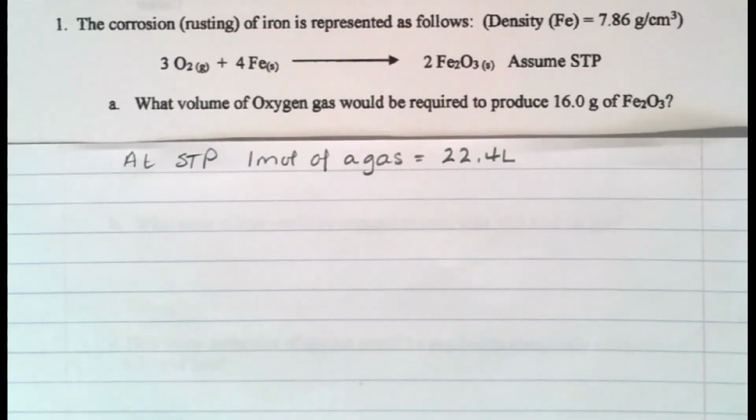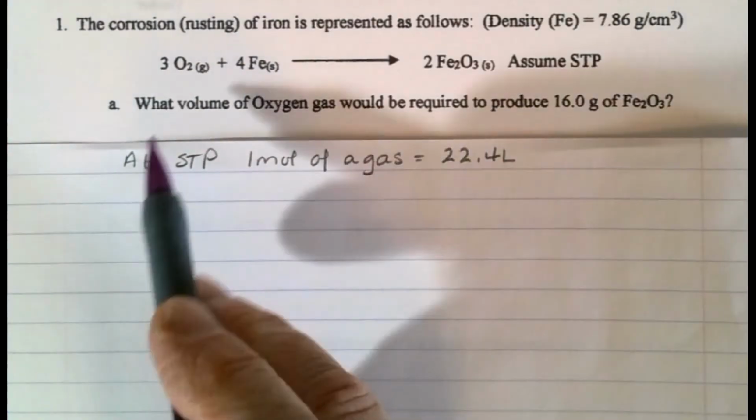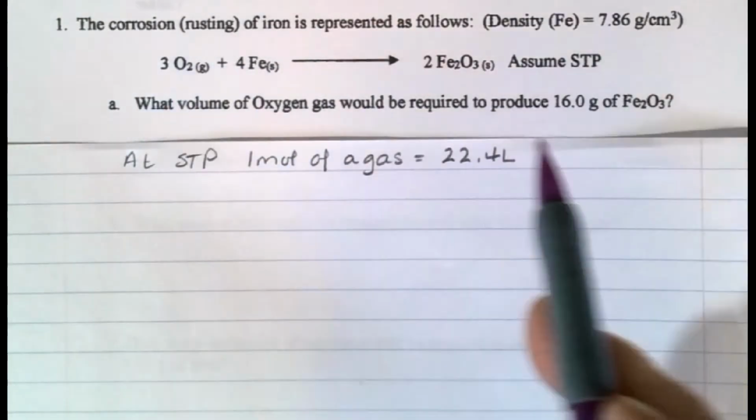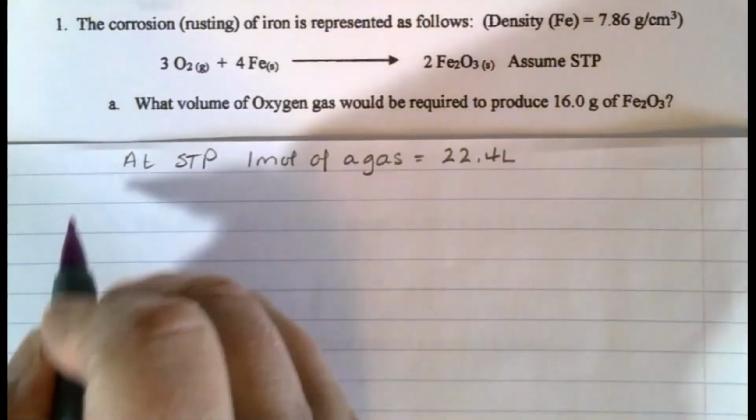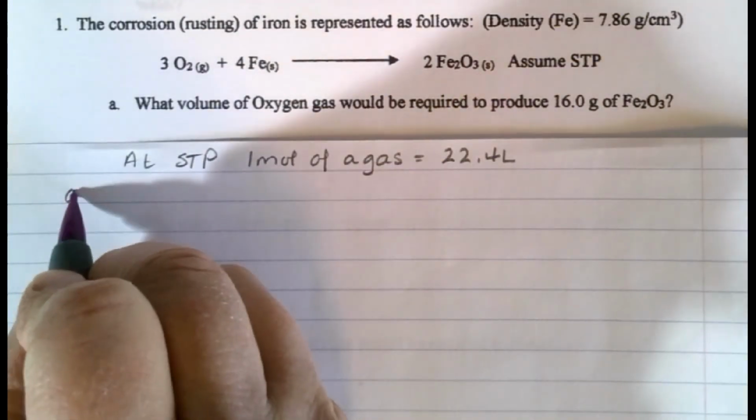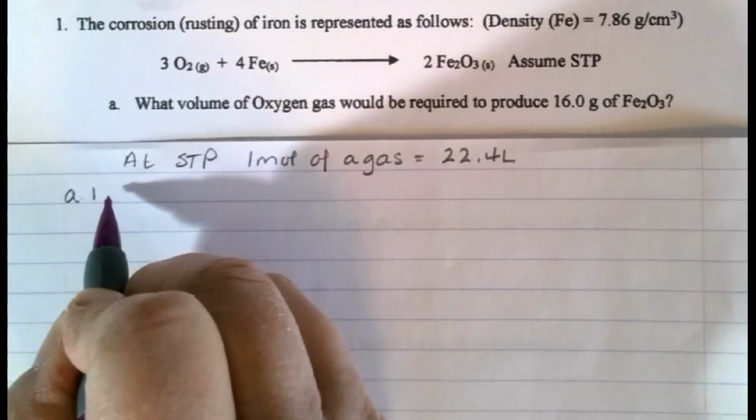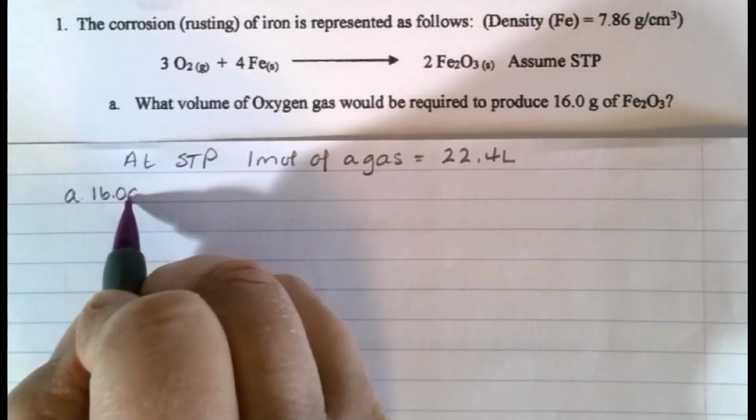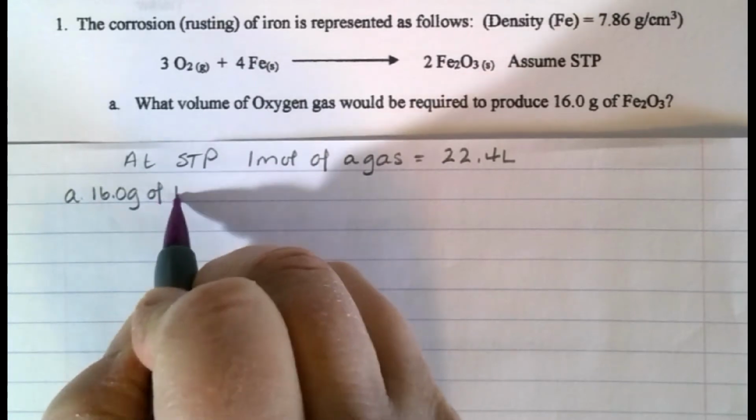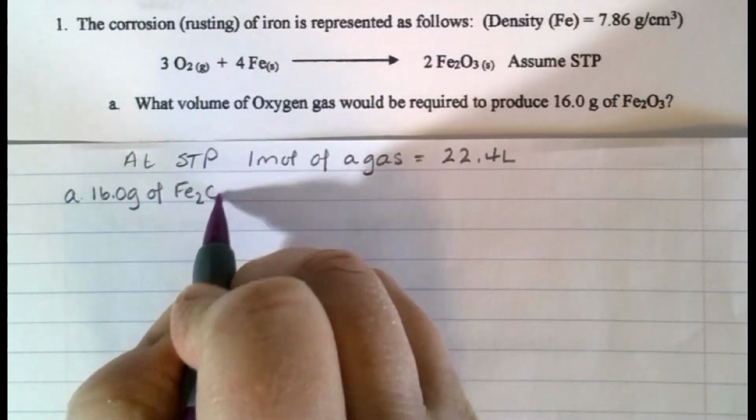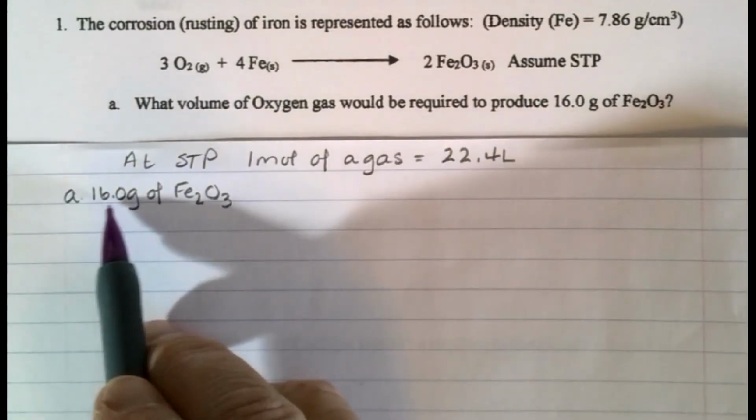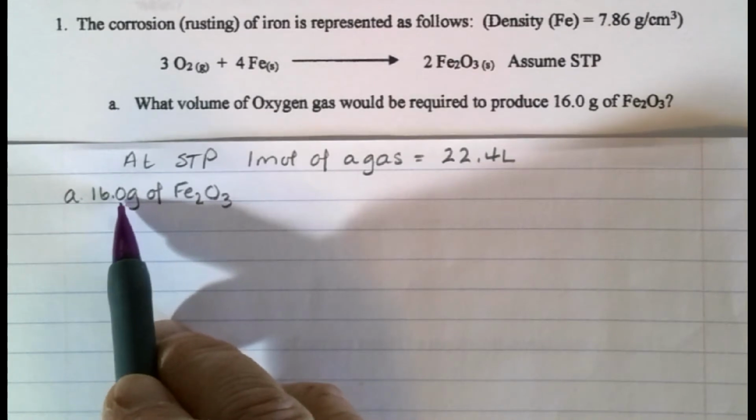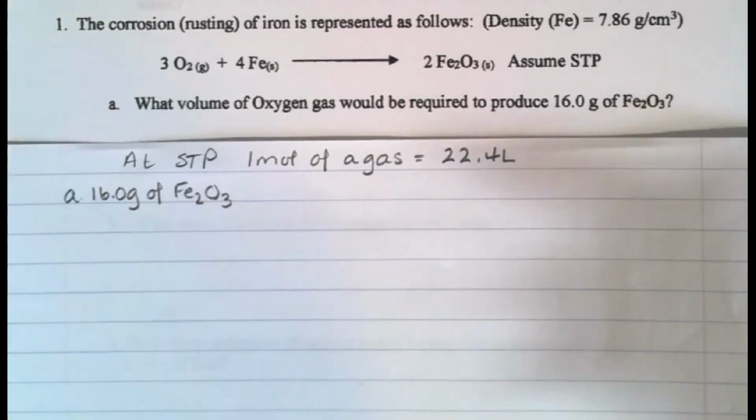It says what volume of oxygen. So we don't know the oxygen, so this is our unknown, and our known is our iron 3 oxide. They're giving us, letter A, 16.0 grams of iron 3 oxide. Notice the number of significant digits given in that problem. We all love significant digits. So there's 1, 2, 3. The 0 does count because it's a 0 after a decimal after a number.